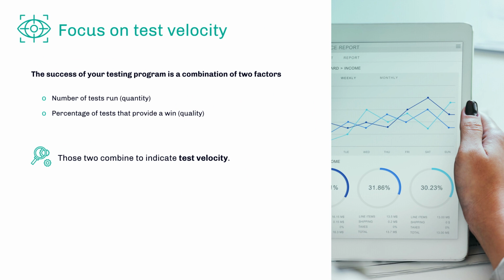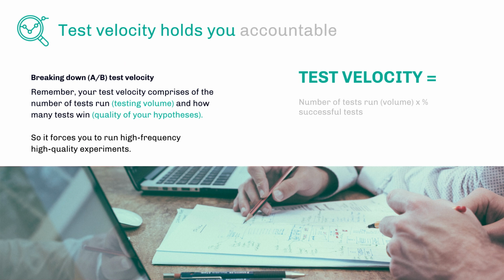In other words, test velocity is quality of tests versus the quality of those tests. Does that make sense? I know it sounds really, really simple, but break it down because it holds you accountable. If you imagine that you're measuring everything you do against test velocity, it forces you to run high frequency, high quality experiments. So think about that for a second. If your North Star is test velocity, if that's what your KPI is, if that's what you're held accountable for, then your team, your business is always going to run a high frequency of A/B tests that are high quality.